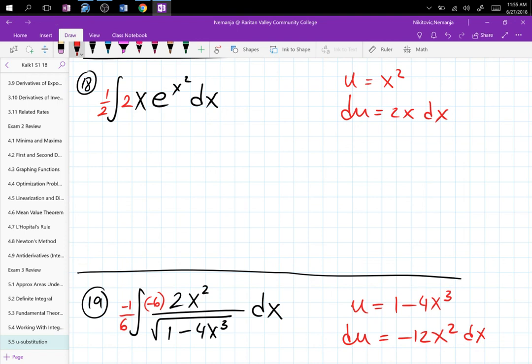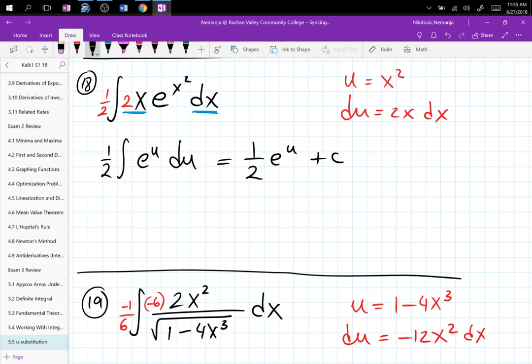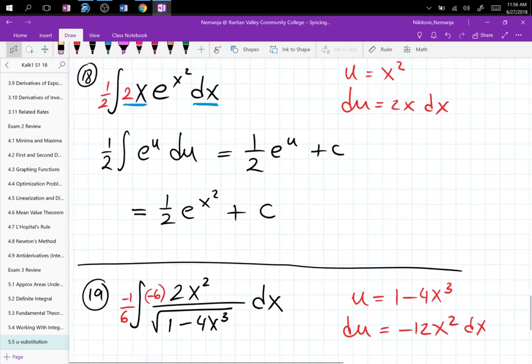All right, let's take a look at this. So the top problem, we can say that u is x squared so that we can get e to the u. We know how to deal with e to the u. And now we have 1/2 integral, color coding over here, right? 2x dx is going to be du, and I have e to the u. Integral of e to the u is e to the u, so 1/2 e to the u plus c, which gives us the answer of 1/2 e to the x squared plus c as the answer for that question.